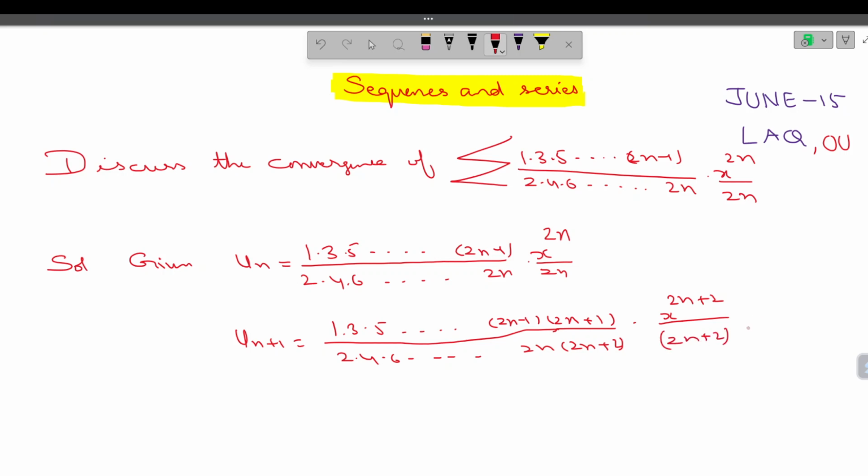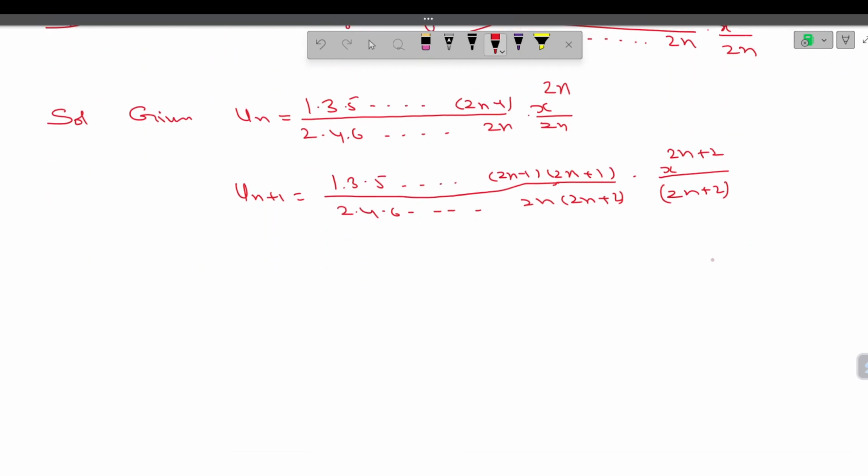Now un is here, so we will apply the D'Alembert test. What the D'Alembert test says is: if sigma un is a positive term series, then limit n tends to infinity of un by un plus 1 equals L. If L is greater than 1, convergent; less than 1, divergent; equal to 1, test fails. When the test fails, we have to apply another test. Now un by un plus 1.